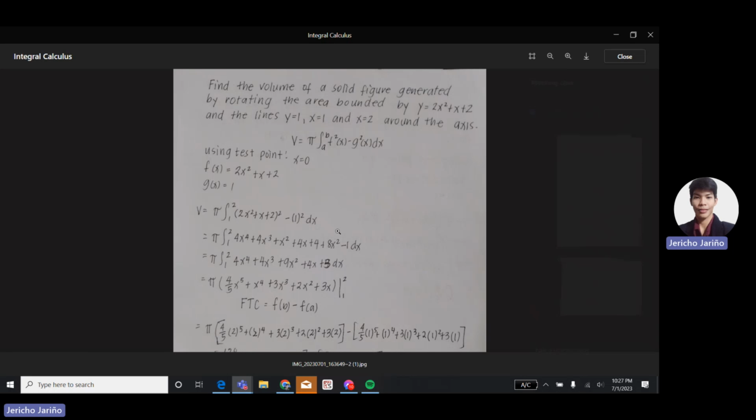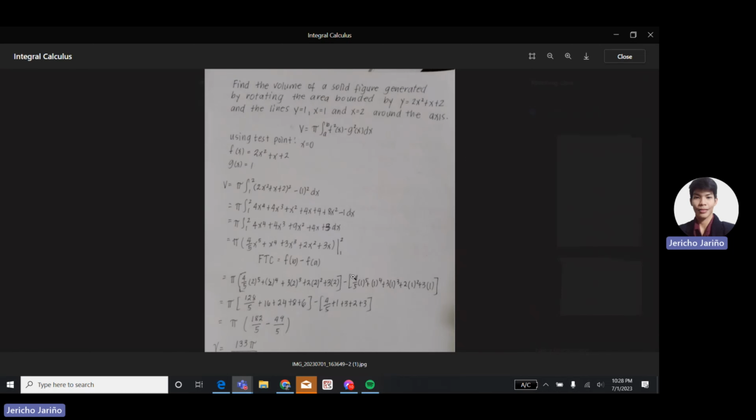Then we just have to apply the fundamental theorem of calculus, which is F(b) − F(a), where b is the upper limit and a is the lower limit. Substituting the lower and upper limits into our function, we get π times the quantity 4/5 (2⁵) + 2⁴ + 3(2³) + 2(2²) + 3(2) minus the quantity 4/5 (1⁵) + 1⁴ + 3(1³) + 2(1²) + 3(1).